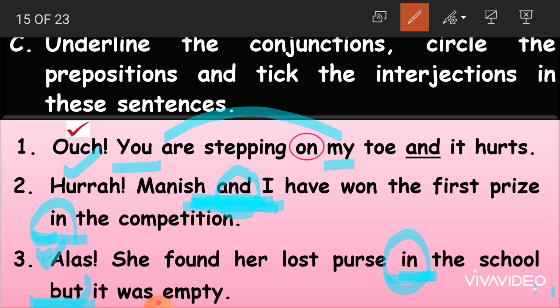So like this, you have to identify the parts of speech. So just take any textbook or any storybook and start underlining such types of words and identify them. Okay. If you repeat these types of exercises, then you will be clear with the parts of speech. Okay, children? Yes.